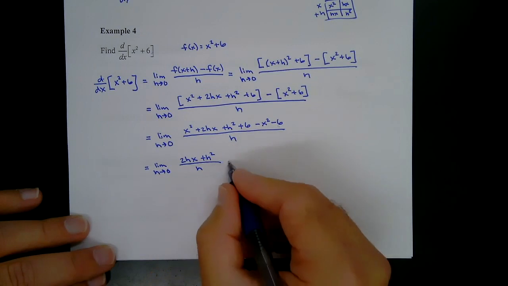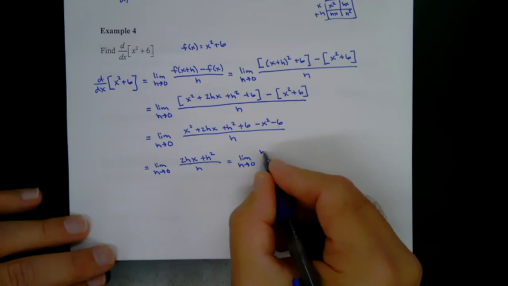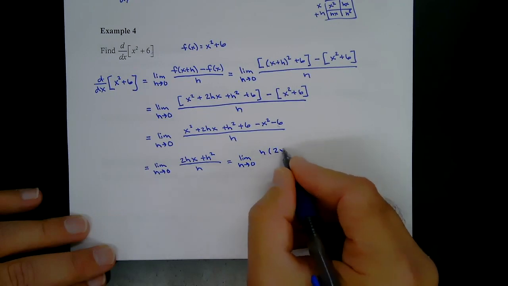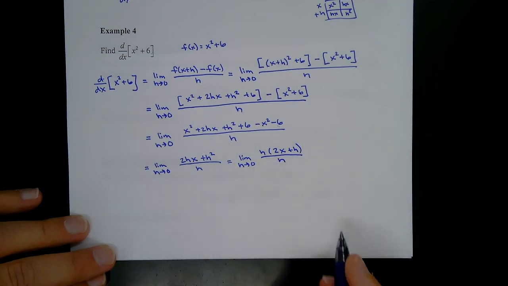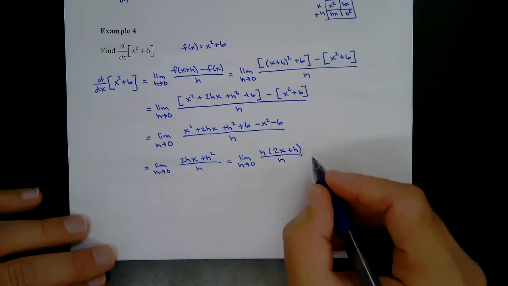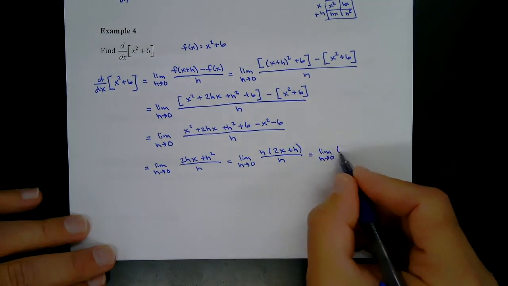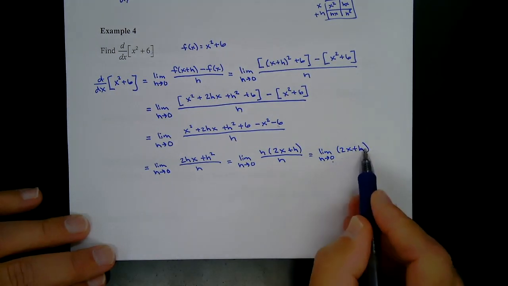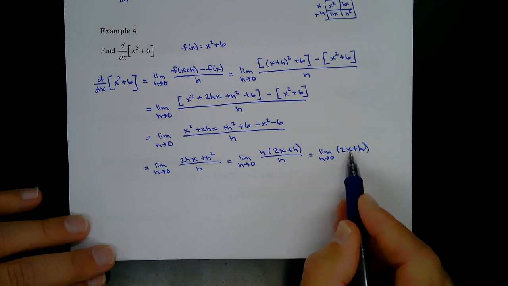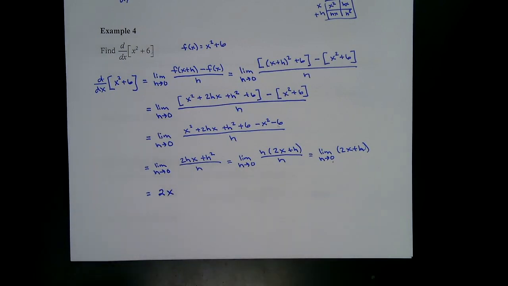We can factor an h out. So this is the limit as h approaches 0 of h times 2x plus h over h. Our h's cancel, and we're left with the limit as h approaches 0 of 2x plus h. And as h goes to 0, this is going to go to 0, which means we're going to be left with 2x. There's our formula. So this winds up being equal to 2x.